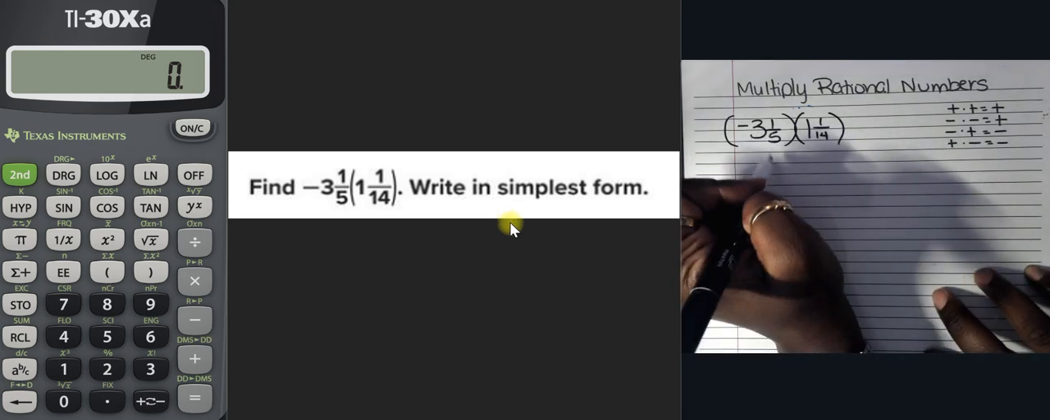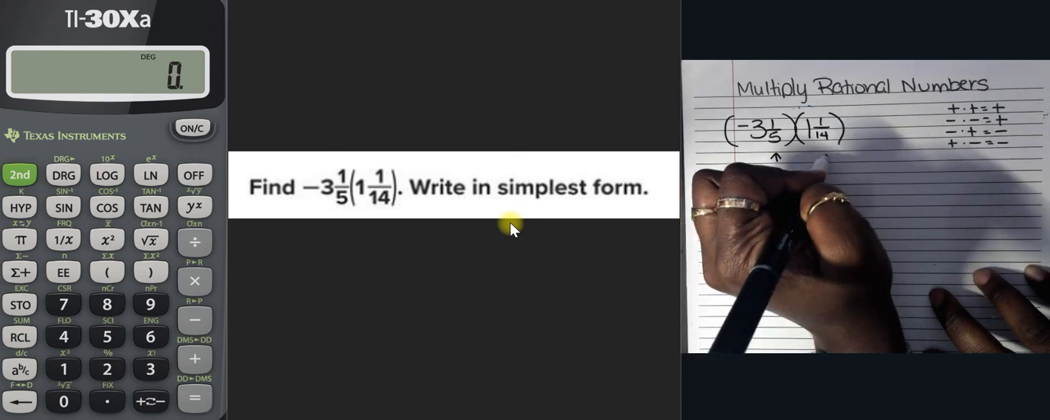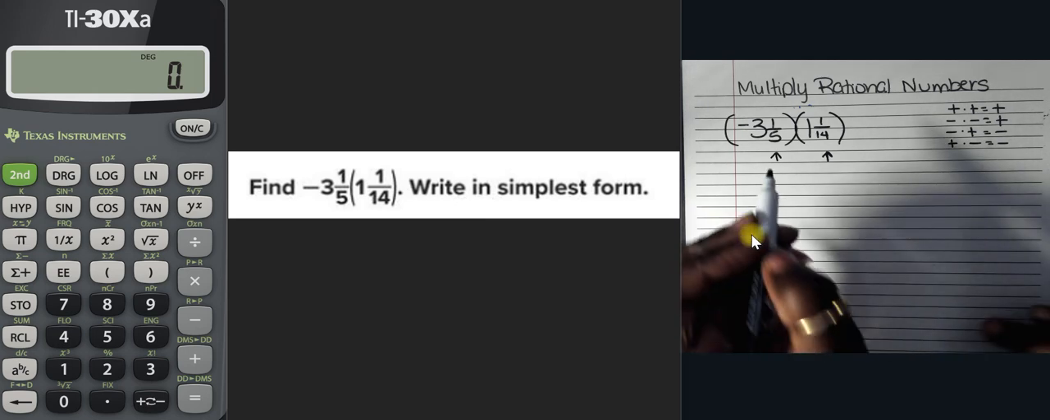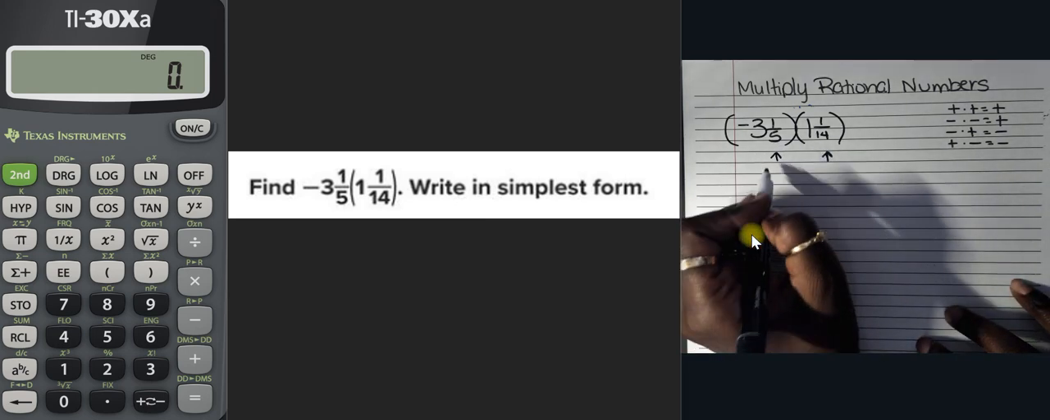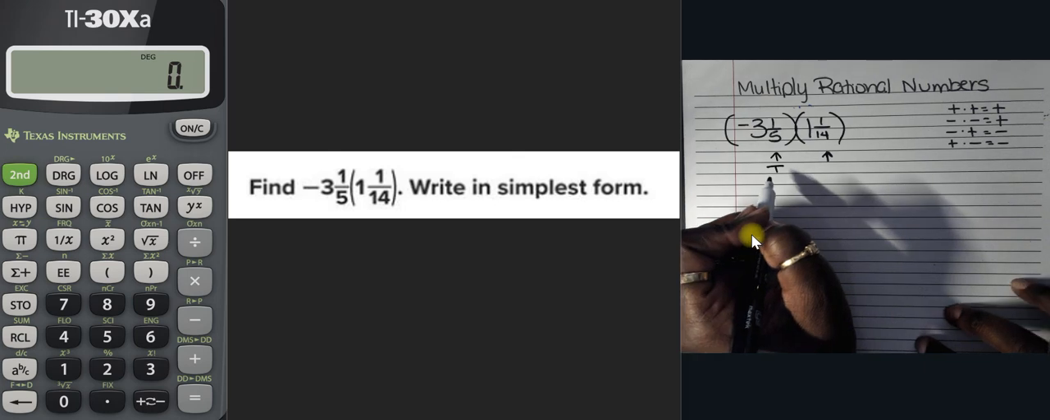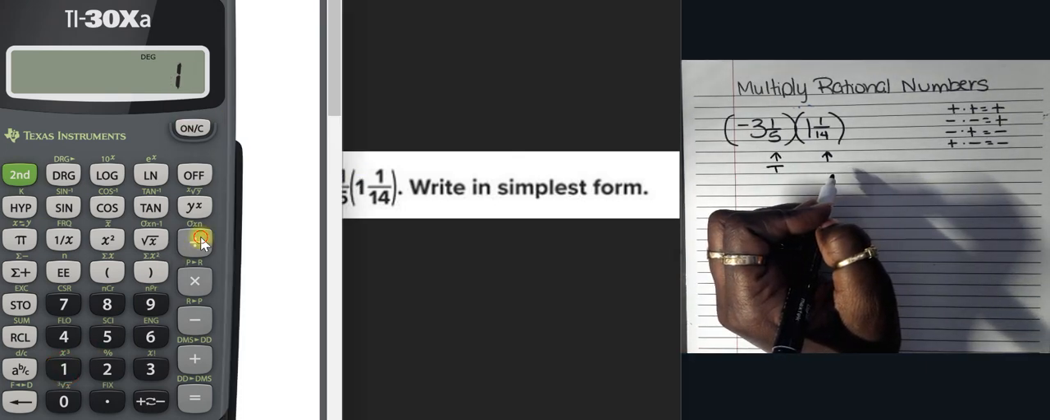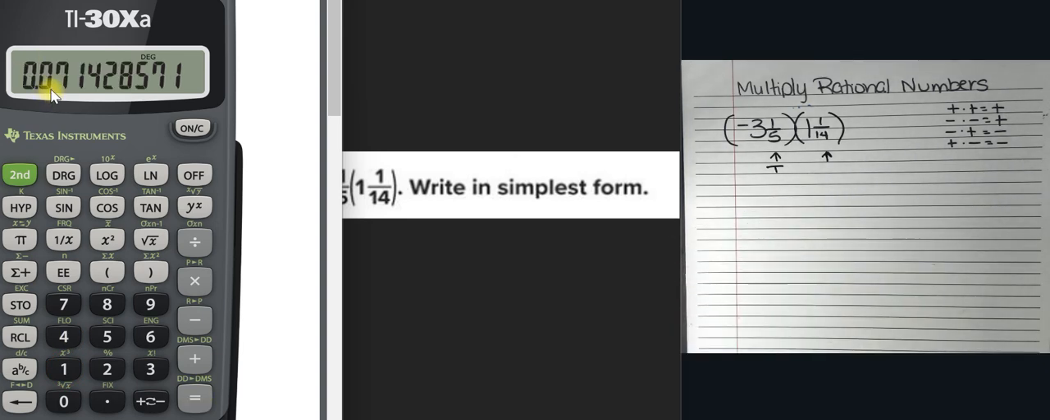Remember that if you're looking at the fractional piece, you can tell if they are terminating or repeating. So, 1/5 I know is terminating. That's going to be 0.2, right? So this is going to be a terminating decimal. Let's look and see what happens with the 1/14. So 1 divided by 14. Yeah, so this is a repeating decimal.